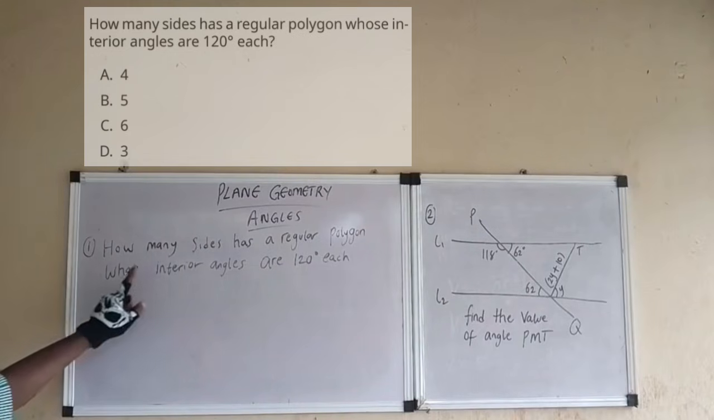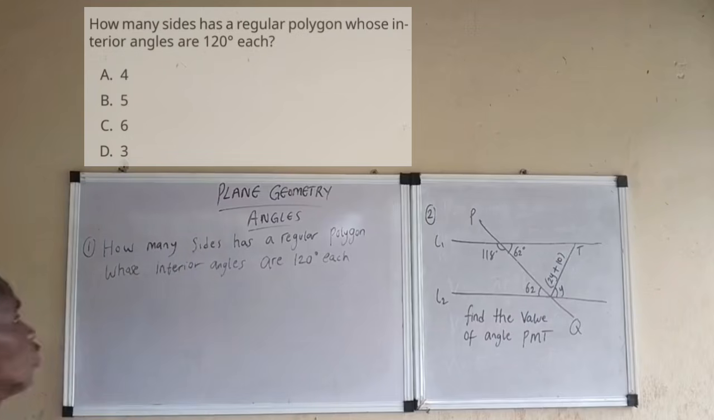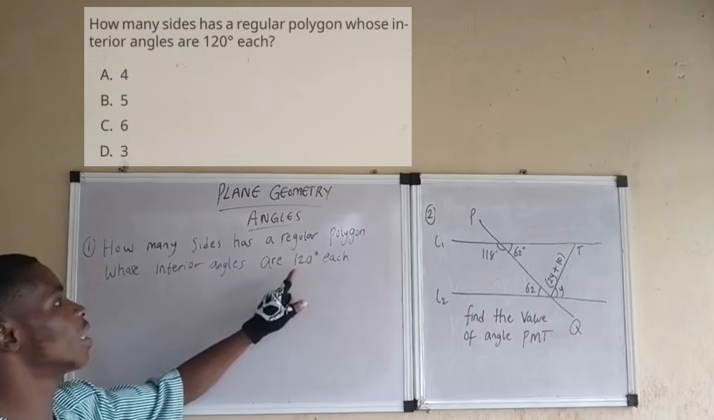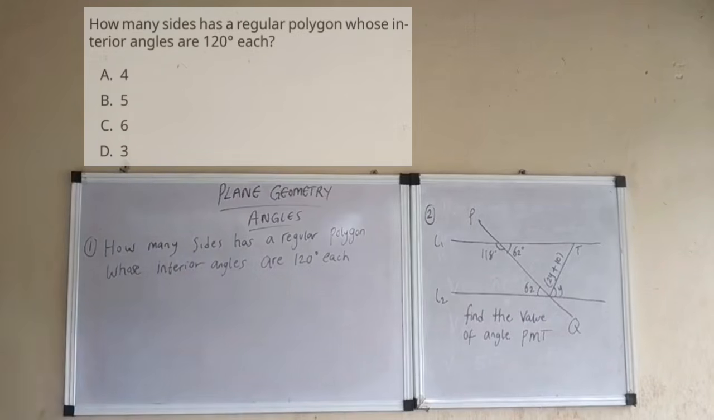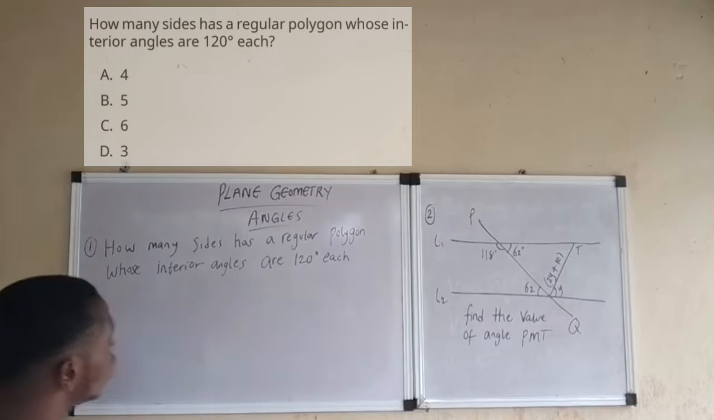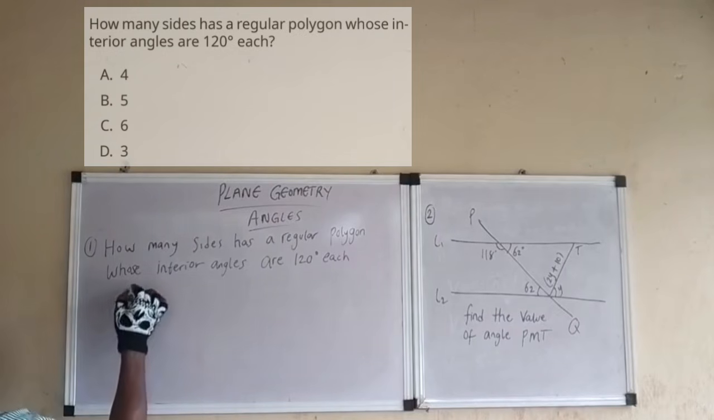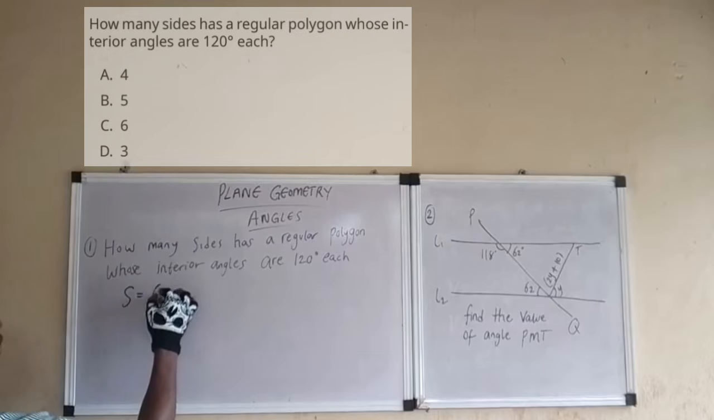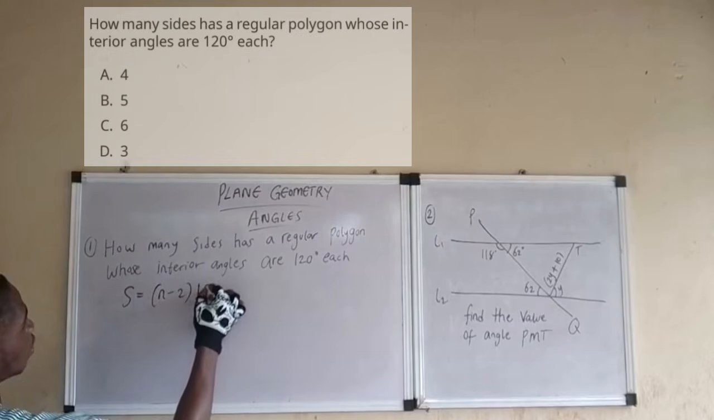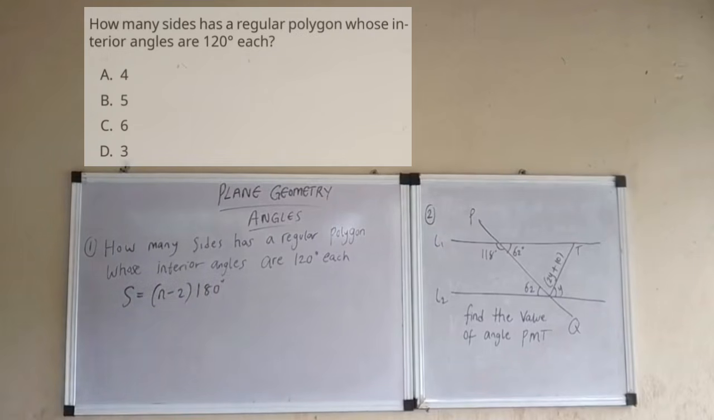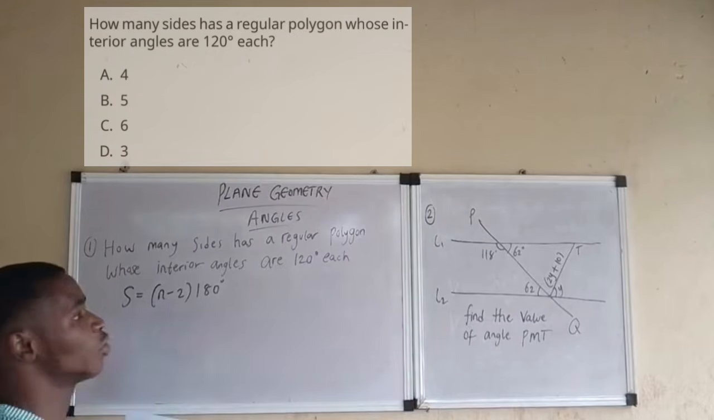Now the question says, how many sides has a regular polygon whose interior angles are 120 degrees each? All right. So usually, to know the value of the sum of interior angles in a polygon, we use the formula S, sum of interior angles, equals to what? N minus 2 times 180 degrees. That's what we use to know the total sum of interior angles that the polygon has.